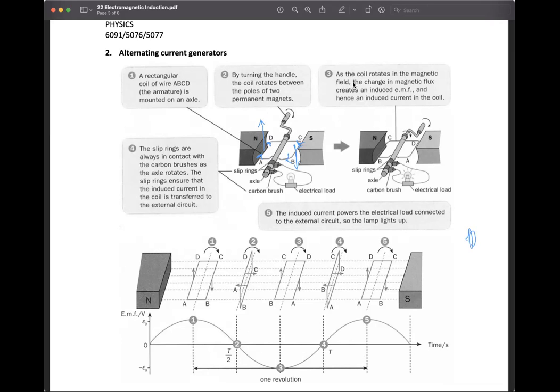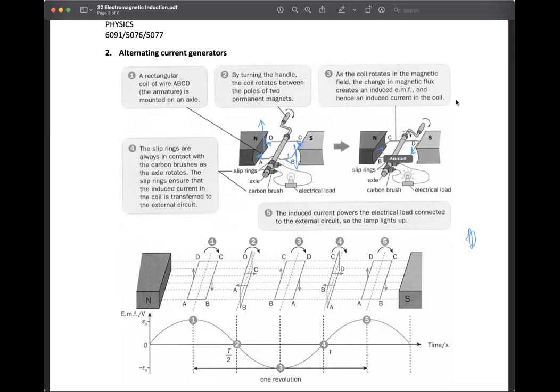As the coil rotates in the magnetic field, the change in magnetic flux creates an induced EMF. Why is there a change in magnetic flux? Because as the coil is moving downwards, the magnetic field is a bit different, correct? So there's a change in the magnetic field while you're moving. This change in magnetic flux creates an induced EMF that creates an induced current. So from what I explained, the current will move from this way to this way.